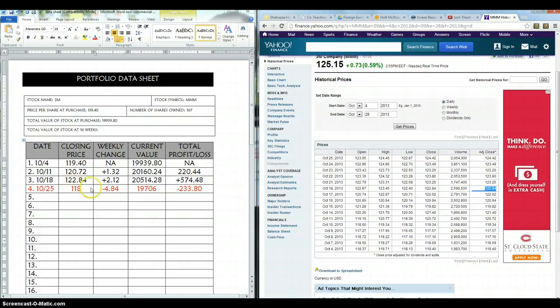Now, my stock, fortunately or unfortunately, decided to continue up even on the 25th. It went up to 124.42, but I'm going to say it went down to 118.